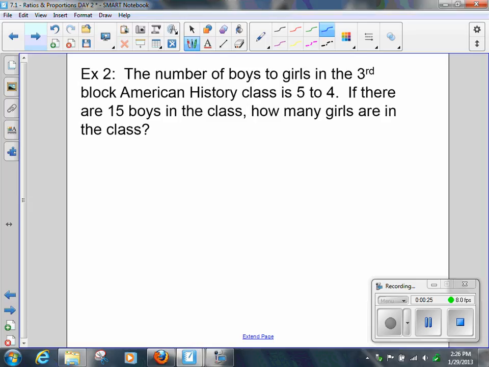I have to put a little bit of information. Well, hold on. Boys to girls. That's going to be kind of our guide. And I'm just putting that in the order that it was given to me in the problem. Boys to girls, okay? Write this down because I'm not doing this for my health. It says the ratio, the number of boys to girls in the class is 5 to 4. Okay, this is my guide.